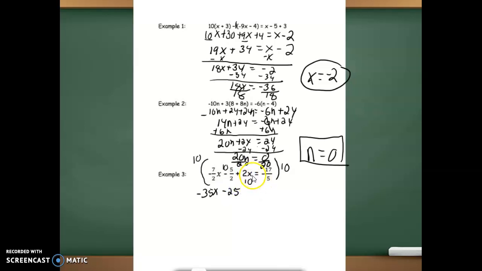Don't forget this one. 2x plus 10 is a 20x. 5 went into that 2 times. -17 times 2 is a -34. Look at how easy that is now. Combine like terms, so I can combine my variables. Now I'm going to add 25. It looks like I might get a fraction for this problem. What is that? -10. Yes, I am.